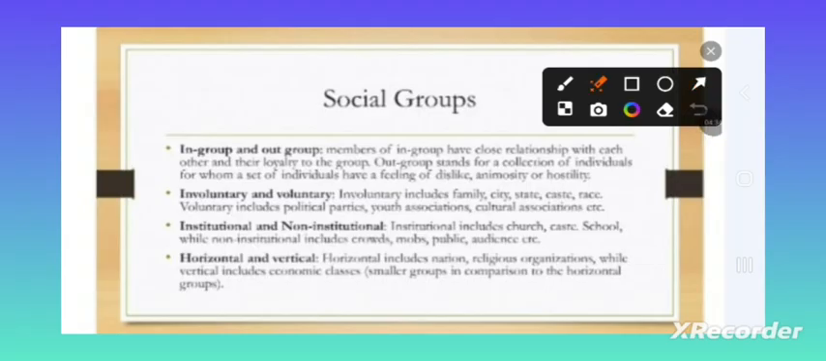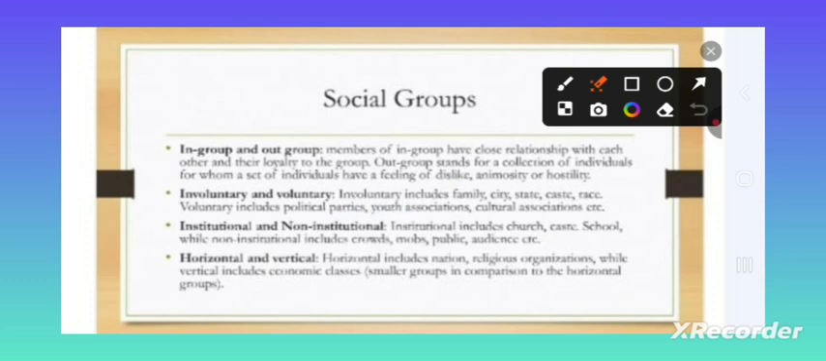Social groups: in group and out group. In group members have close relationships and feel strong loyalty to the group. The out group consists of all individuals who are not part of the in group.